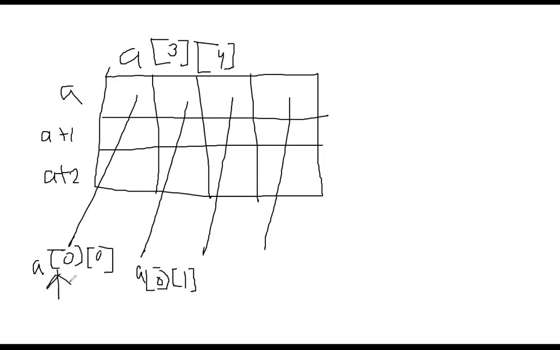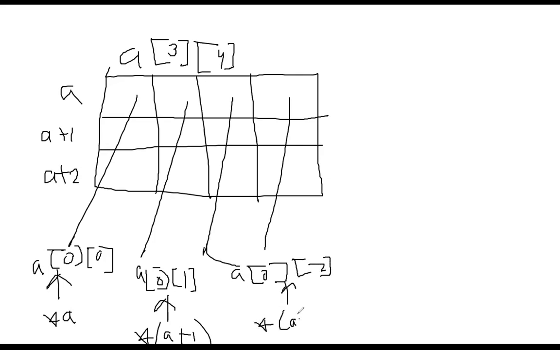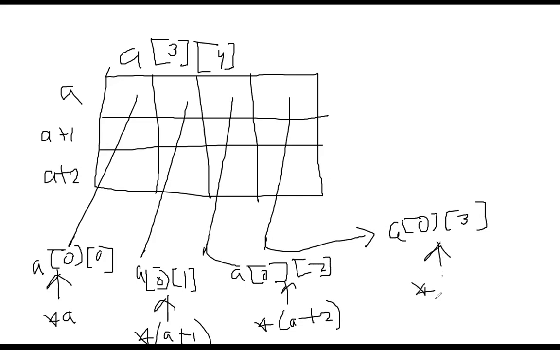So we can write this element as star of A, this element as star of A plus 1, this element A02 can be termed as star of A plus 2, and this element A03 can be written as star of A plus 3. So in case of a two-dimensional array, this is a row major representation. Remember, this is a row major representation. So I'm talking about the C language more specifically. So in this case, we can represent the elements like this.